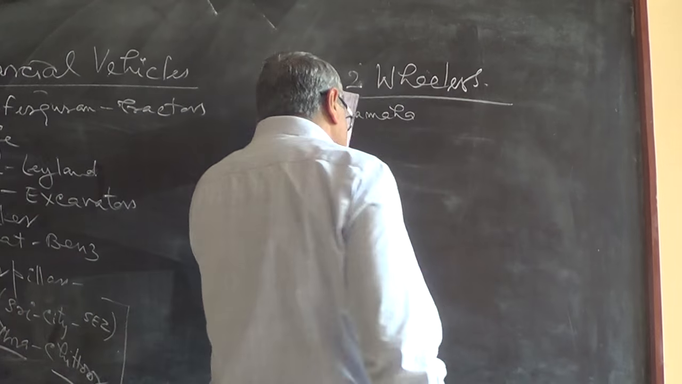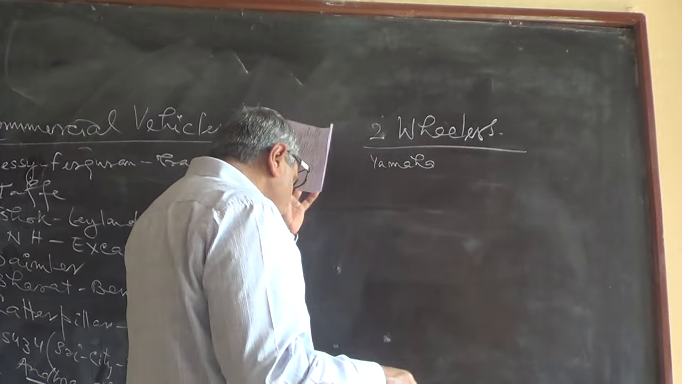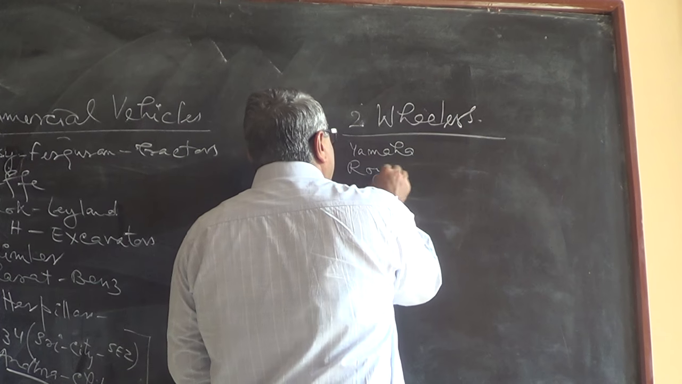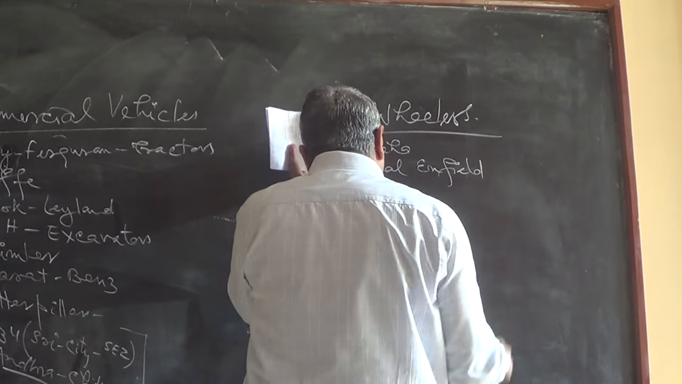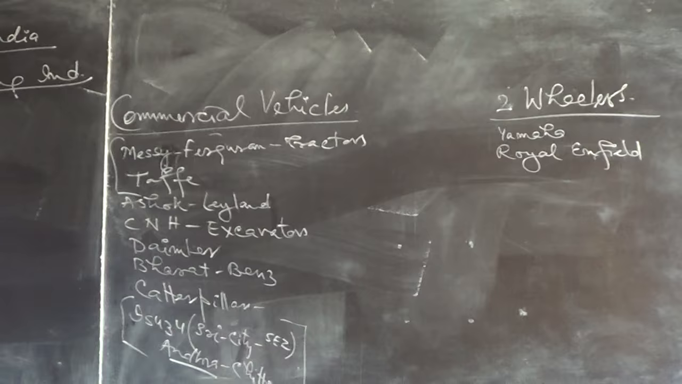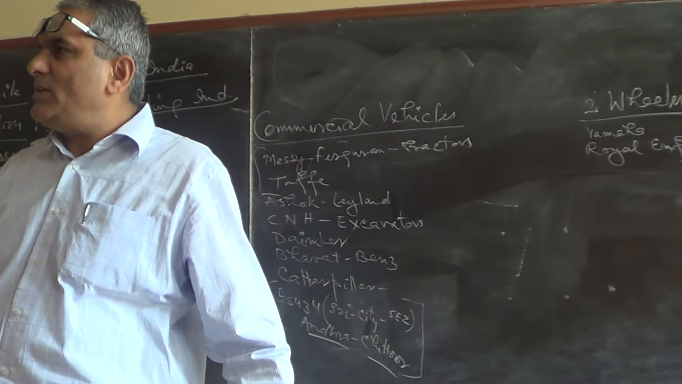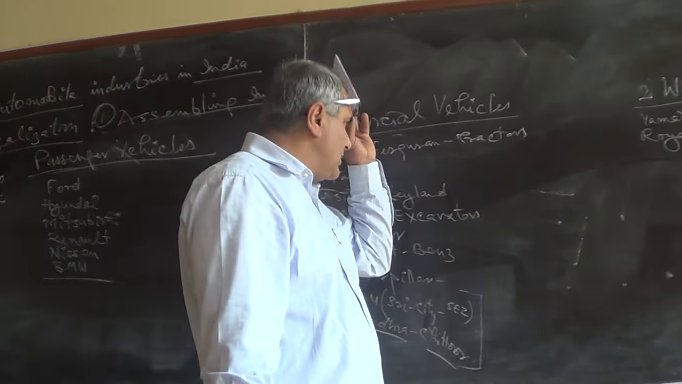Yamaha two wheelers. Basically, main Yamaha plant is in Faridabad. But another Yamaha plant also started, Royal Enfield. There is one company called Harley Davidson. Where is Harley Davidson located? Where is it made in India? So we have the assembling unit. It's a US company.